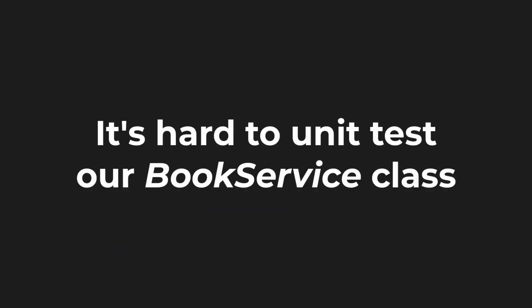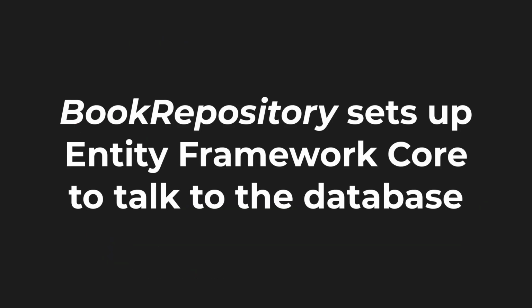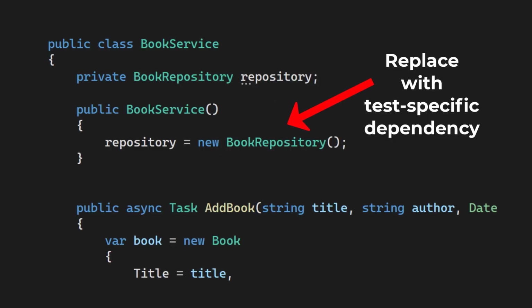Another issue is that it makes it hard to unit test our book service class. To test our book service class, we need an actual instance of book repository, which in turn sets up the Entity Framework Core ORM to talk to the database. So we cannot replace our book repository dependency with test-specific alternatives, making it difficult to isolate our book service class for testing.